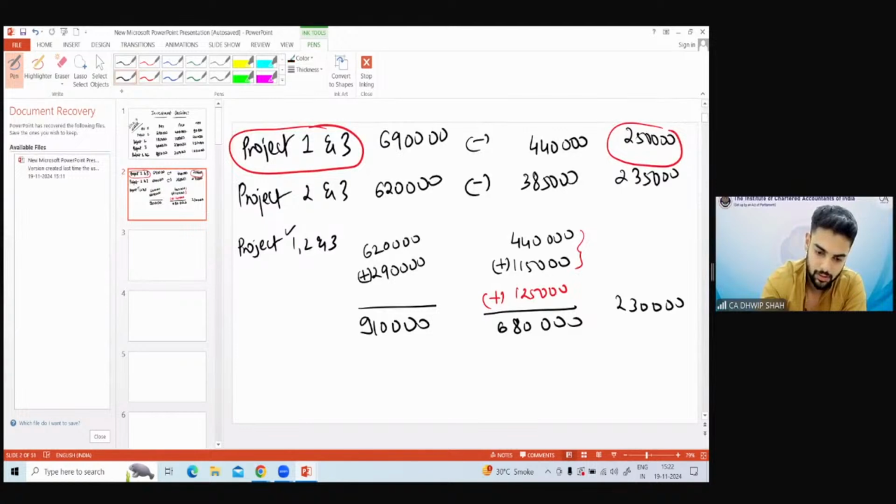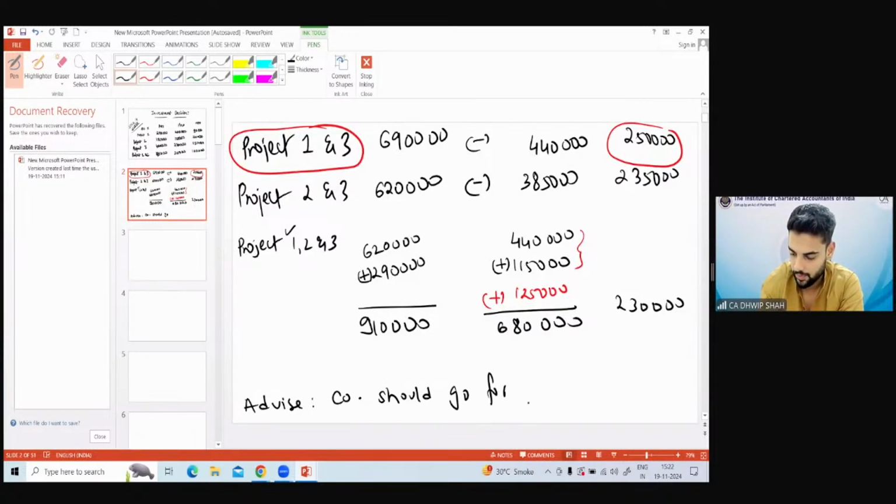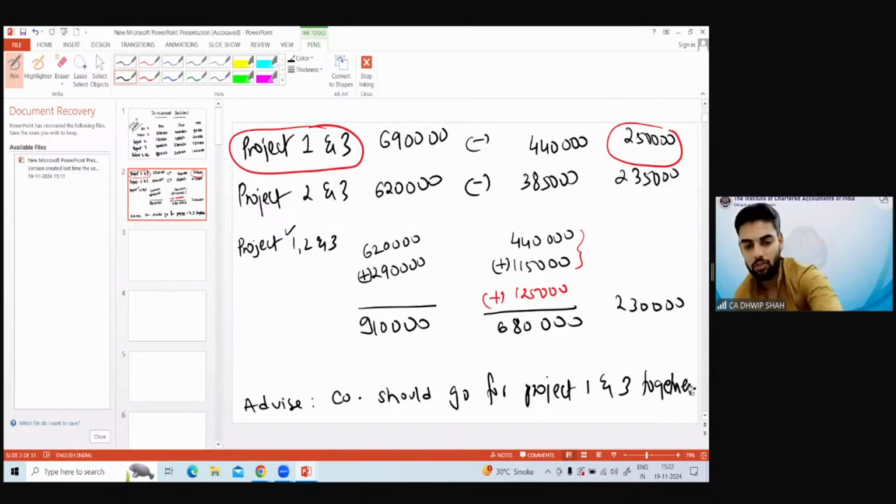So, advice. Company should go for project 1 and 3 together. Company should go for project 1 and 3 together.